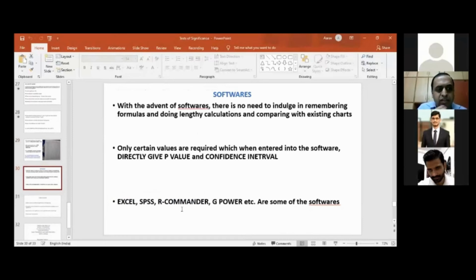Now, nowadays, this is the era of software. With the advent of software, there is no need to indulge in remembering formulas and lengthy calculations. There are different kinds of software available. The basic is Excel, then SPSS, then R Commander. Actually, G Power is more for sample size. It is not for all the statistical calculation, but R Commander, SPSS, and Excel are commonly used.